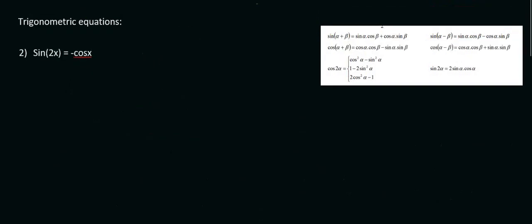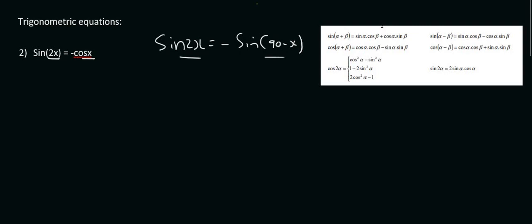Let's try another one. With number 2, you definitely don't want to use tan. Why? Because the angles are different. Okay, so you could use the grade 11 technique where you switch one of them. So you could switch that cos to sin of 90 minus x, and then you would go solve it from there.